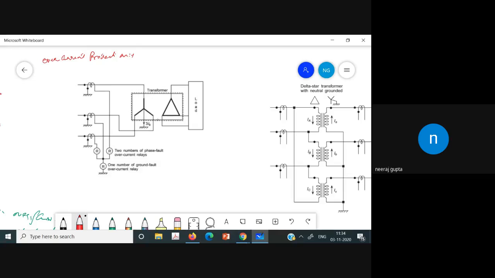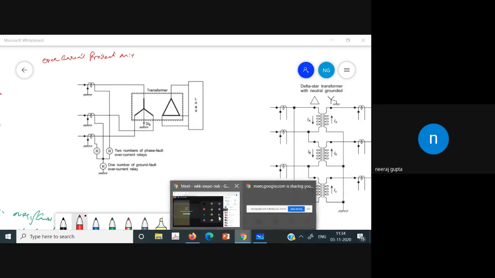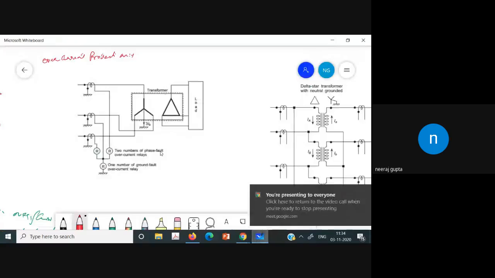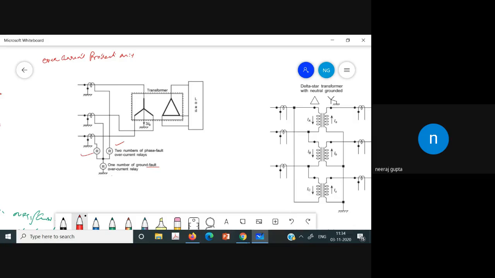As you have already read about overcurrent protection in the previous lecture, you will see that we will have two phase fault overcurrent relays, and this is the ground fault overcurrent relay that we have discussed in the previous lectures also. So this scheme is used for overcurrent protection. We will have the CT, and the overcurrent relay is used as we have discussed in the previous lecture.